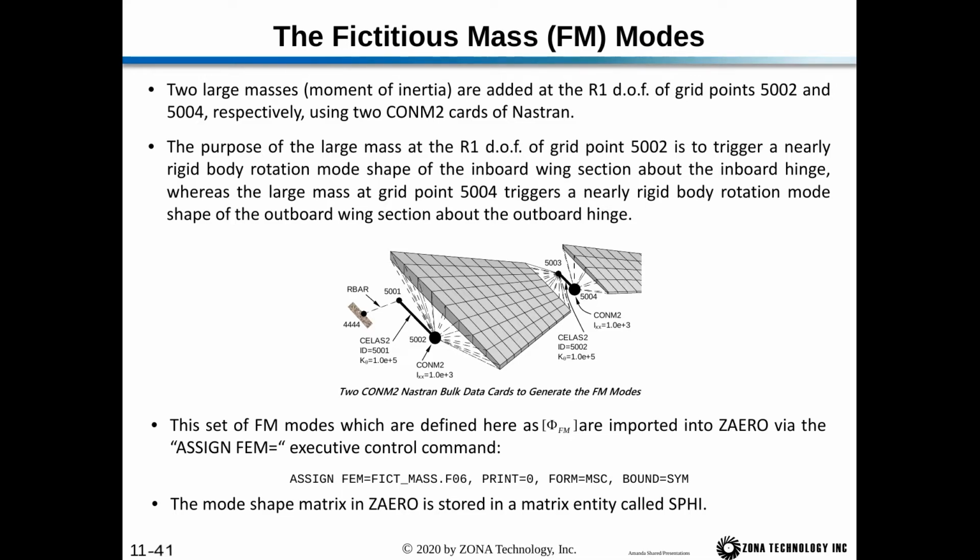And the purpose of the large mass at the rotation 1 degree of freedom of grid point 5002 is to trigger a nearly rigid body rotation mode shape of the inboard wing section about the inboard hinge, and the large mass at grid point 5004 triggers a nearly rigid body rotation mode shape of the outboard wing section about the outboard hinge. This set of fictitious mass modes, which are defined as capital Phi FM, are imported into ZAERO via the assign FEM executive control command here. And the mode shape matrix in ZAERO is stored on the runtime database in a matrix entity called SPhi.